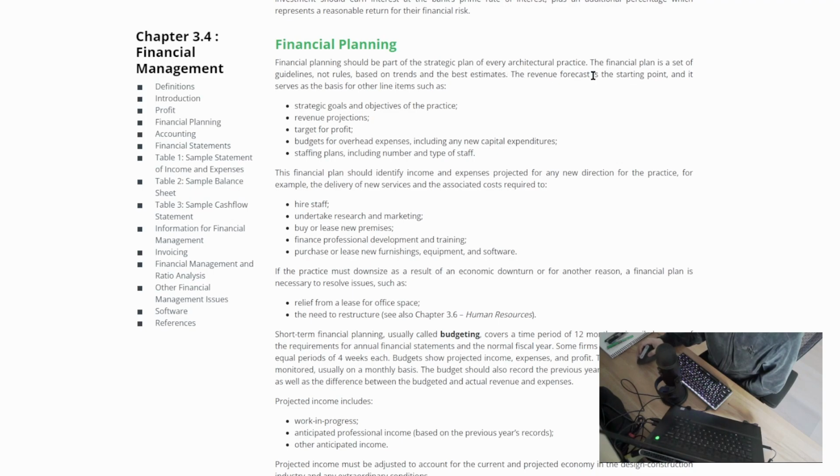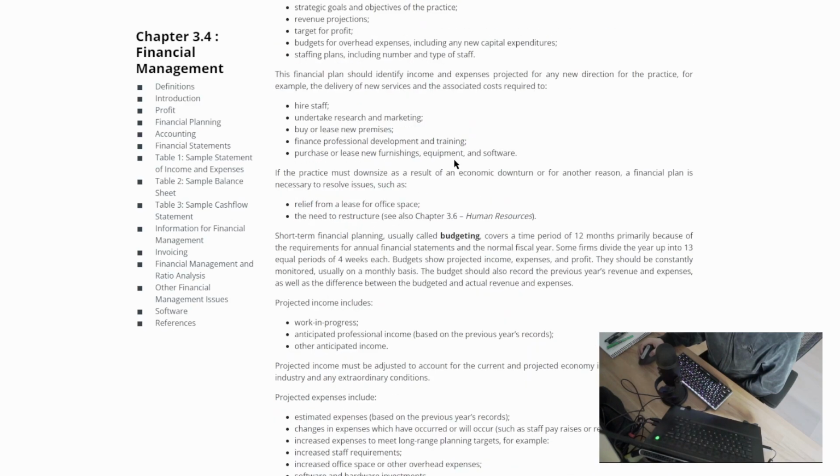The revenue forecast is the starting point, and it serves as the basis for other line items, such as strategic goals and objectives of the practice, revenue projections, target for profit, budgets for overhead expenses, including any new capital expenditures, staffing plans, including number and type of staff.